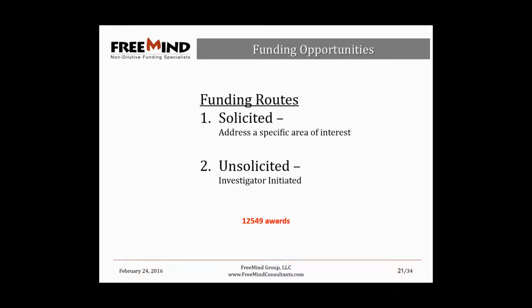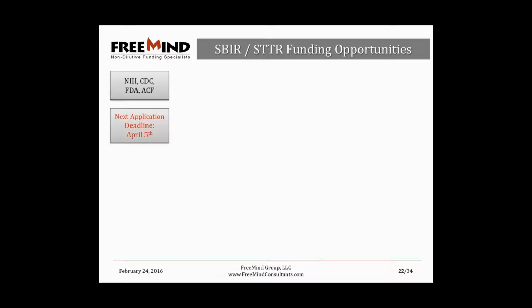And of course, just to help you understand the different scopes here: in 2015, 12,549 awards were given. Out of those awards, 7,610 were given through unsolicited mechanisms, and that is a bit more than 60%. So remember the unsolicited mechanisms. If we talk about the SBIR and the STTR funding opportunities, first of all, we have the parent announcements. These are the unsolicited applications.